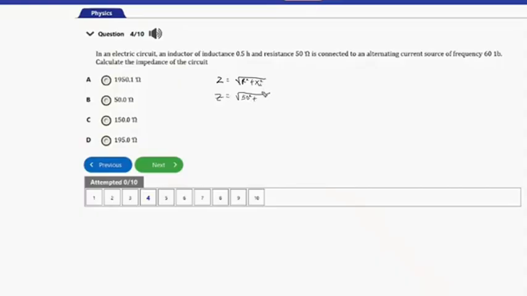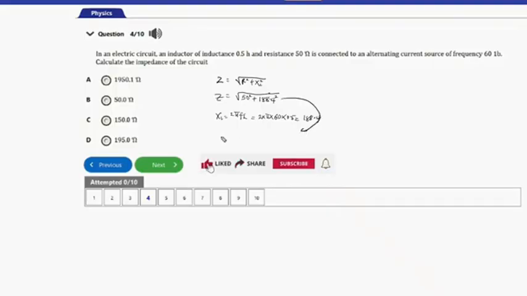So in this case, we are going to have the inductive reactance with the formula 2 pi FL. So X sub L is equal to 2 pi FL. So that's 2 times pi times the frequency, which is 60 Hz, times the inductance, which is 0.5. So guys, when we calculate this, we'll have 188.4. So in that case, Z is equal to square root of 50 squared plus 188.4 squared.